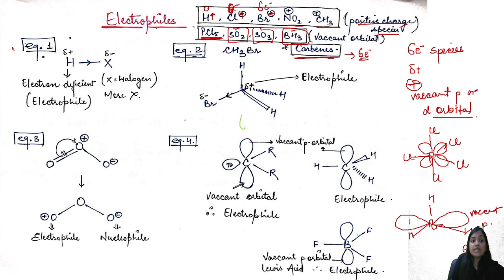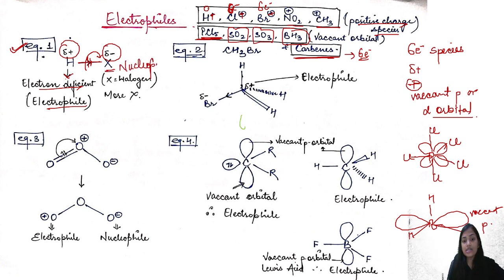So here, if you see example number 1, in the case of HX, because of the electronegativity difference, there is a polarity, and because of the polarity, the electron pair will prefer to shift towards the halogen side, because halogens are more electronegative. Therefore this will bear a partial negative and that a partial positive. So this is an electron deficient species, said to be electrophilic, and this species has become more electron rich, bearing a partial negative, said to be nucleophilic.